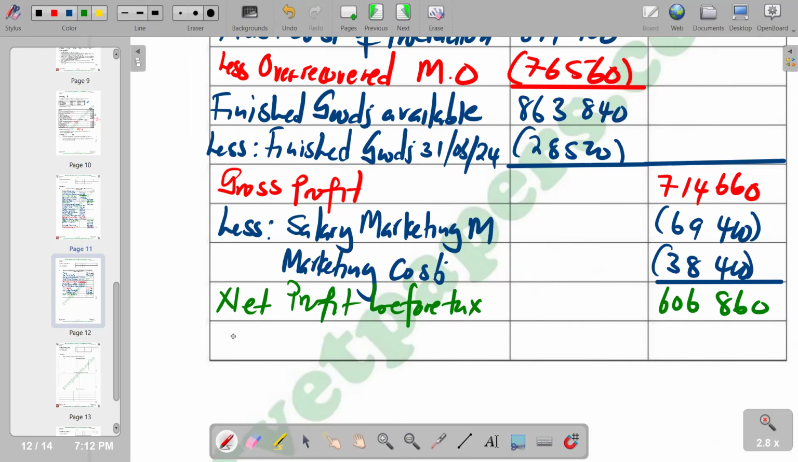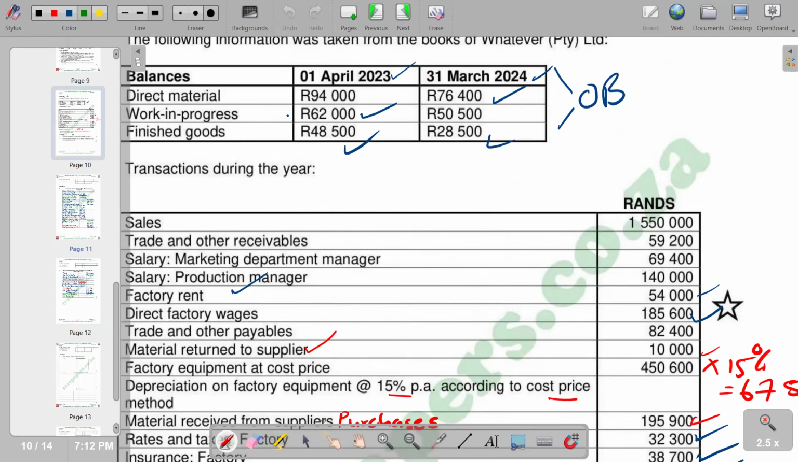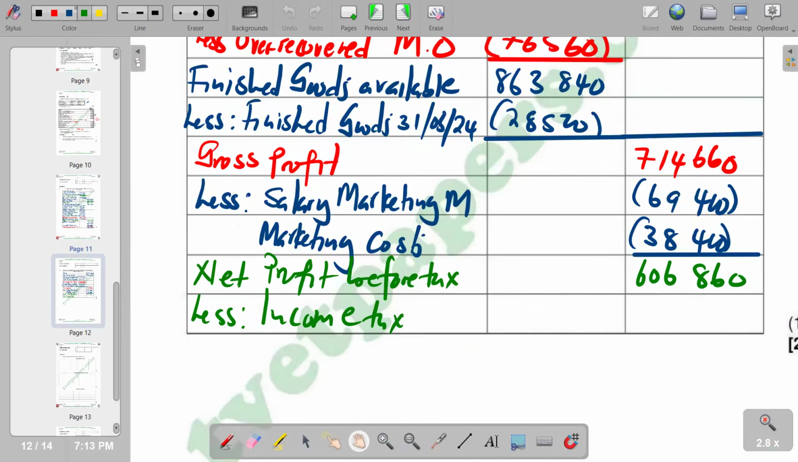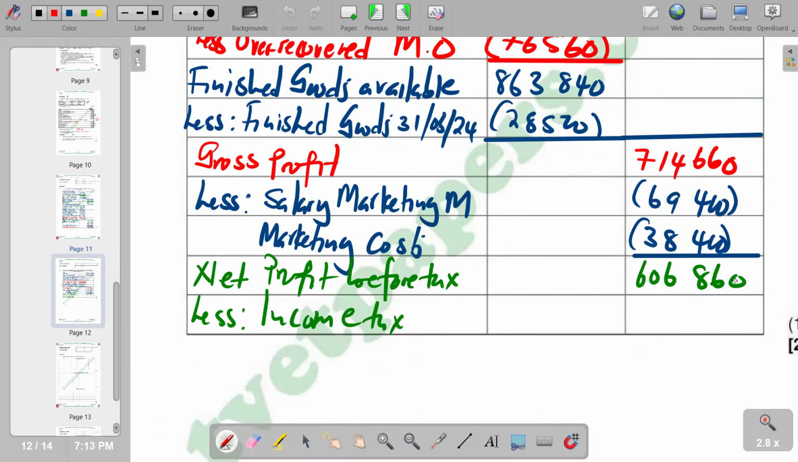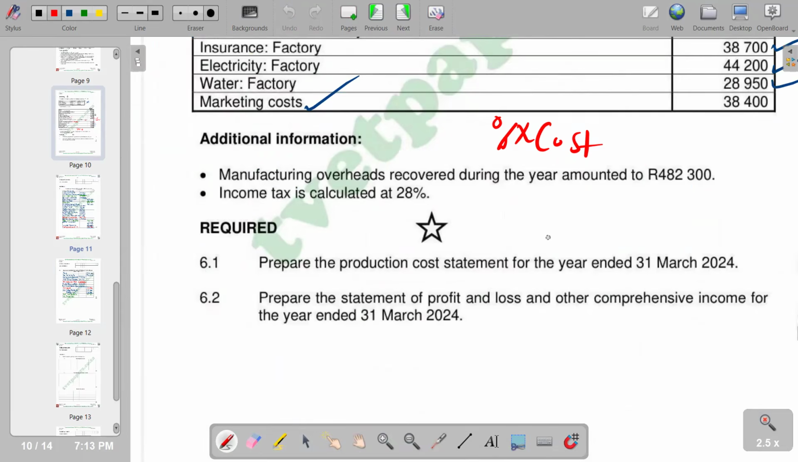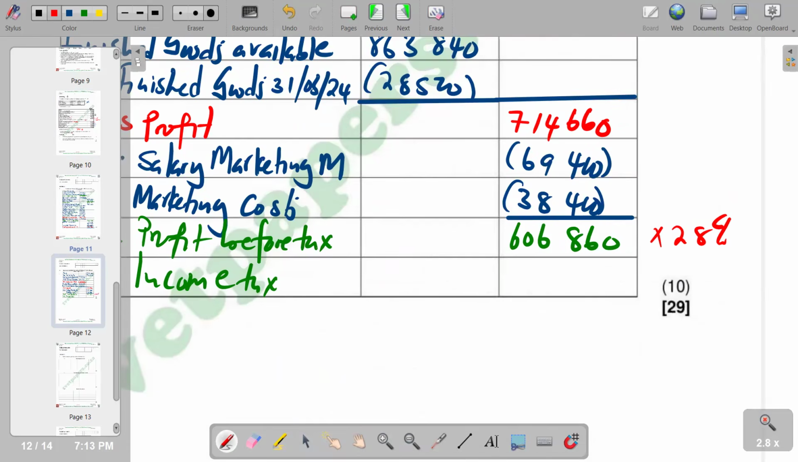And then from there, we are supposed to calculate our income tax. So we're saying less income tax. For income tax, we check what the question is saying. Income tax is said to be calculated at 28%. So we are saying 28% times 606,860. We calculate this by multiplying by 28%, and the figure that we are supposed to get for tax is 169,921. And we are subtracting it to get to the final figure.